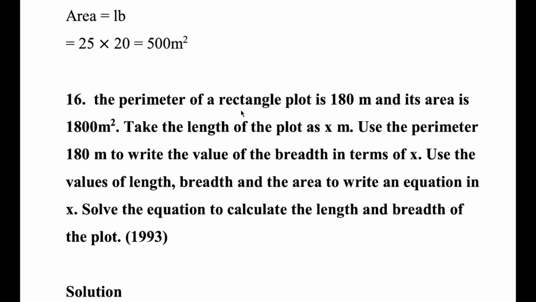The perimeter of a rectangular plot is 180 meter and its area is 1800 meter square. Take the length of the plot as x meter. Use the perimeter 180 meter to write down the value of the breadth in terms of x. Use the value of length, breadth and the area to write an equation in x. Solve the equation to calculate the length and breadth of the plot.